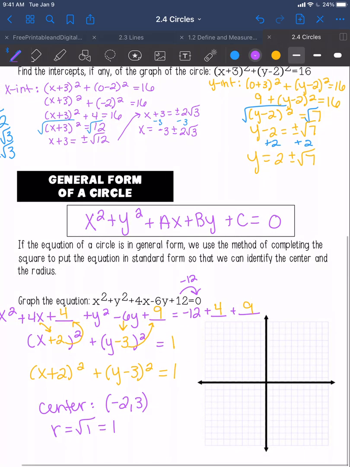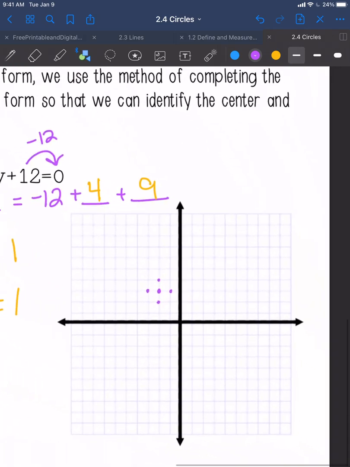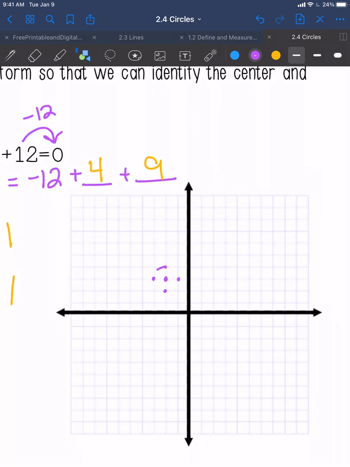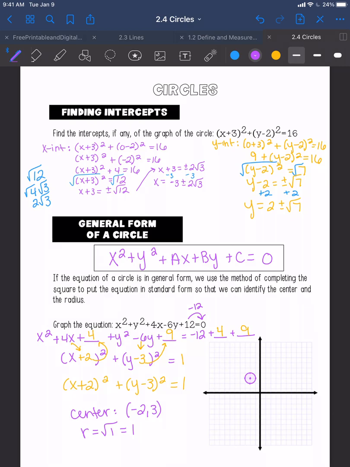So you can go ahead and plot negative 2, 3. And your radius is 1, so you only go 1 unit in each direction. And connect those. And there you have your graph of a circle of that equation, starting with the general form.